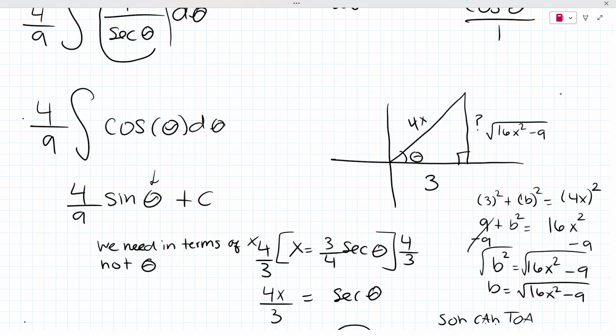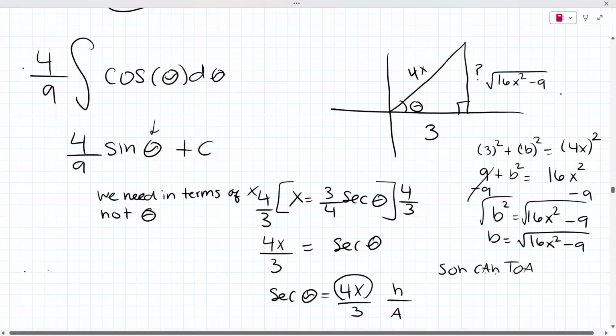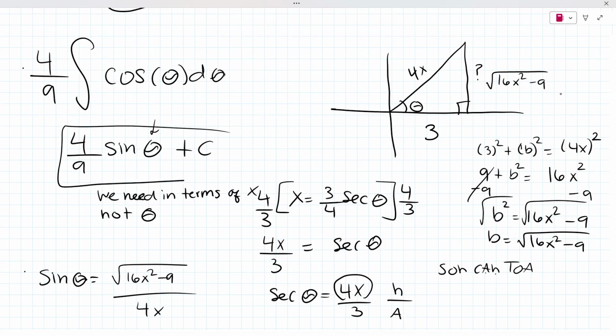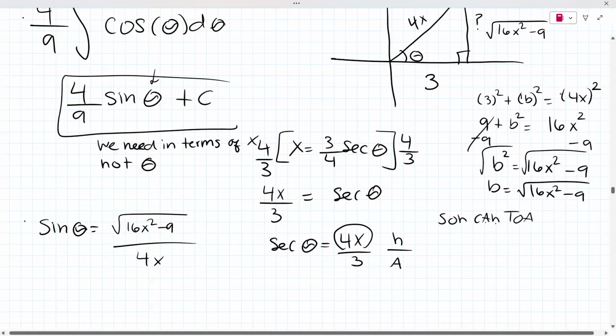Okay. Now what we need is to find sine theta. Based on our triangle, sine theta is opposite over hypotenuse, right? The opposite is the square root of 16x squared minus 9, and then my hypotenuse is 4x. So our final answer right here, it's going to be 4/9. And then we found sine theta, which is this.